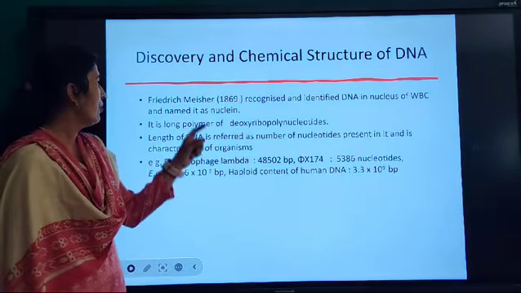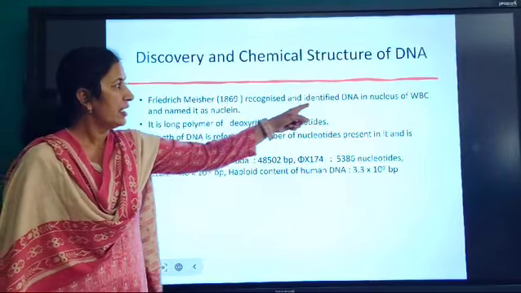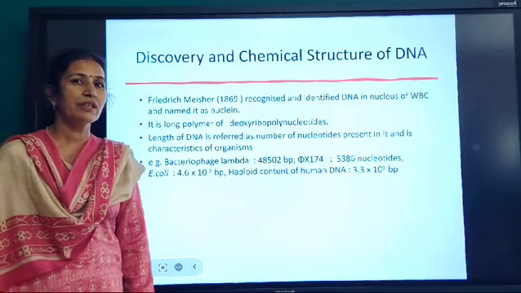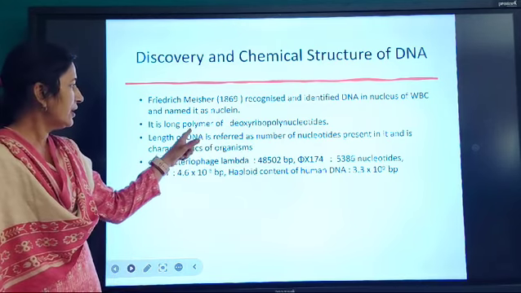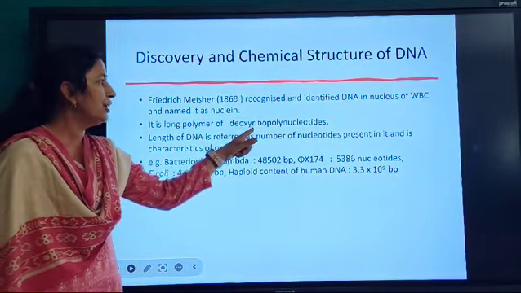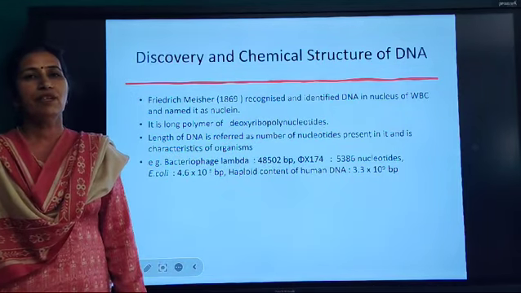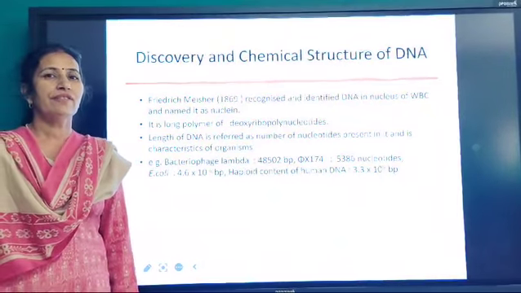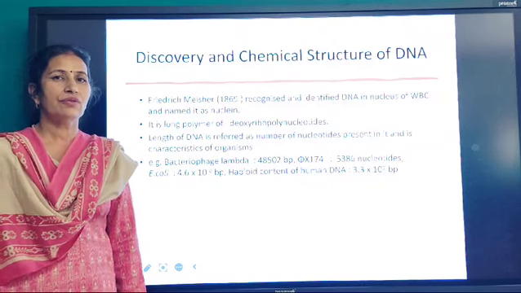First of all, Friedrich Miescher in 1869 recognized and identified DNA in the nucleus of WBC and named it nuclein. DNA is a long polymer of deoxyribopolynucleotides. That is, it is made up of many nucleotides. The number of nucleotides is constant in a species and is the characteristic of that species.